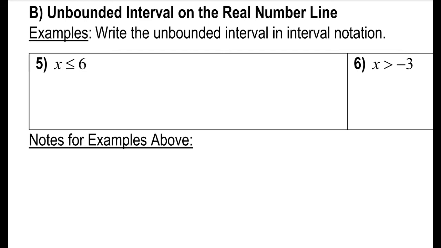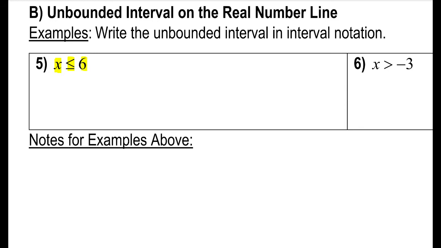Only this time you notice we have an x, an inequality, and a number. We don't have two numbers. That's okay. Now you got to be very careful on which side the number goes on, because making it unbounded means one side has to go forever without stopping, or infinity or negative infinity.